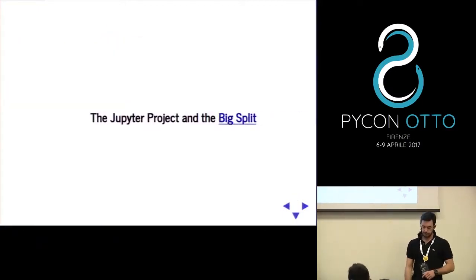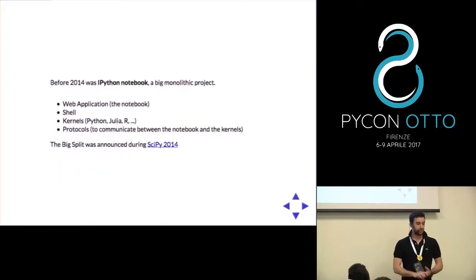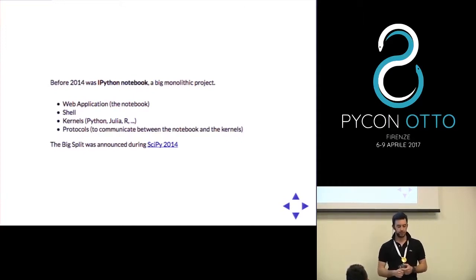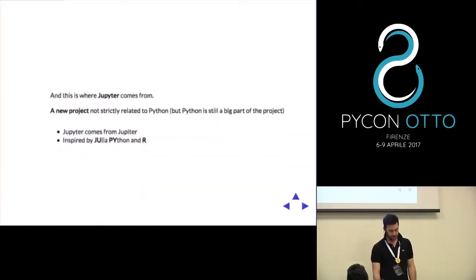So I think that during 2014 they decided, okay, it's time for this thing called the big split. As I said, before 2014 there was just IPython, IPython kernel, IPython notebook. But then they started to think, okay, you can use also other languages like R or like Julia. So why are we still calling this library just IPython? So they decided to split the project and create the Jupyter project.